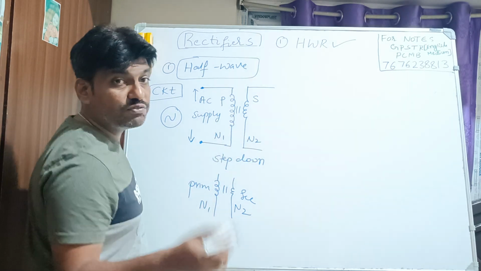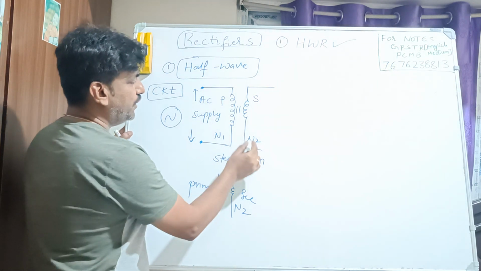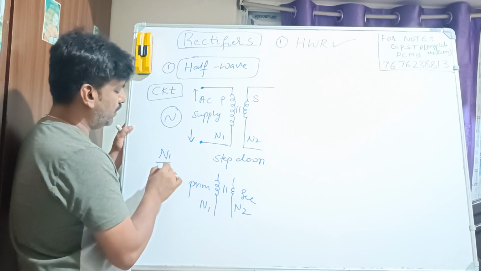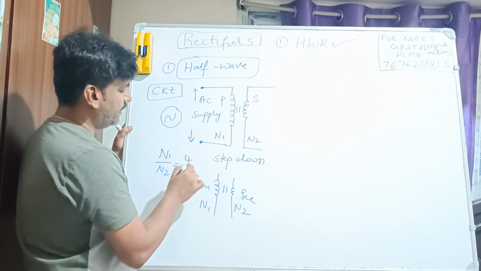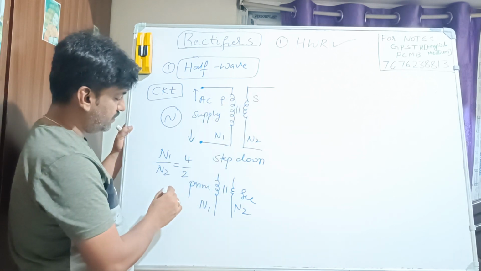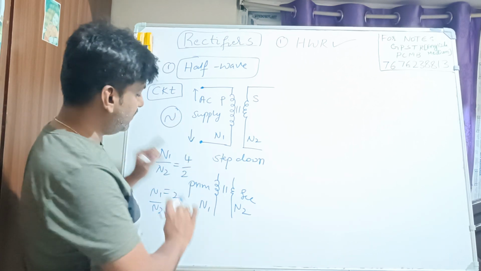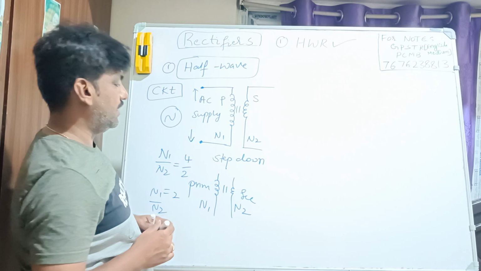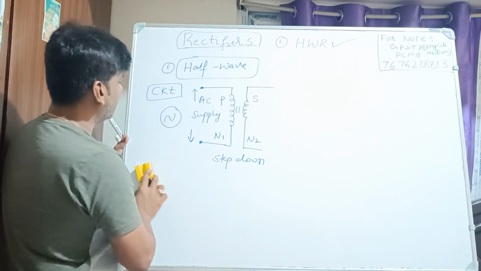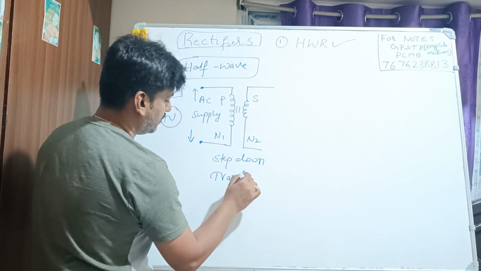N1 stands for the number of turns, 1, 2, 3, 4, 5, 6, 7 like this, in the primary. N2 means the number of turns in the secondary. We will always mention this with the help of N1 by N2, equal to like 4 divided by 2, if it is 4 at the primary and 2 at the secondary. What is the value of this? It is 2. So the N1 by N2 ratio is 2. Like this we can analyze this transformer. So basically what we have written is step down in this case. You can write it as step up also. So I will write it as step down transformer.